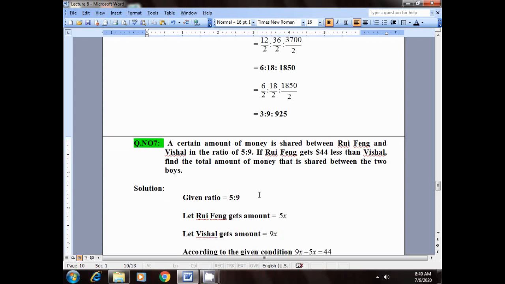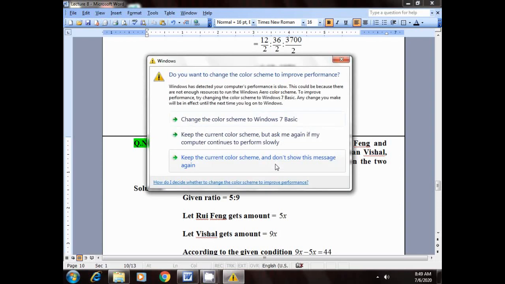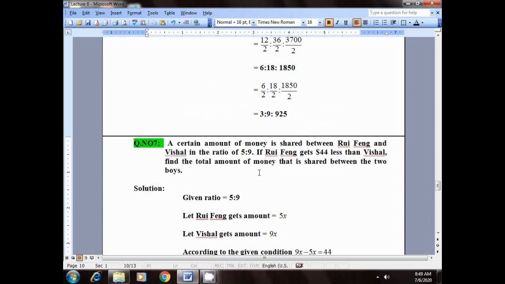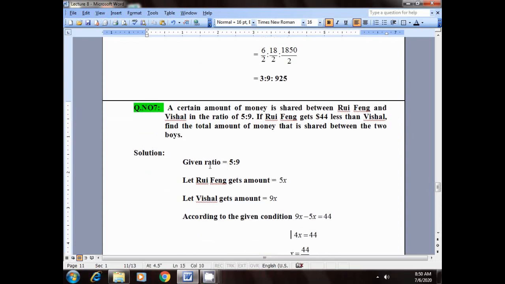We don't know what was the total amount which is shared between these two boys. And we know that Rui Feng gets $44 less than Vishal. Now these are the information given in this question. So using this information we will find the total amount which is shared between these two boys. Now first of all, we know that the ratio which is given is 5:9. You see we have two quantities and two boys, which means this first quantity 5 is the ratio of the first boy Rui Feng, and the second quantity 9 is the ratio of the second boy Vishal.